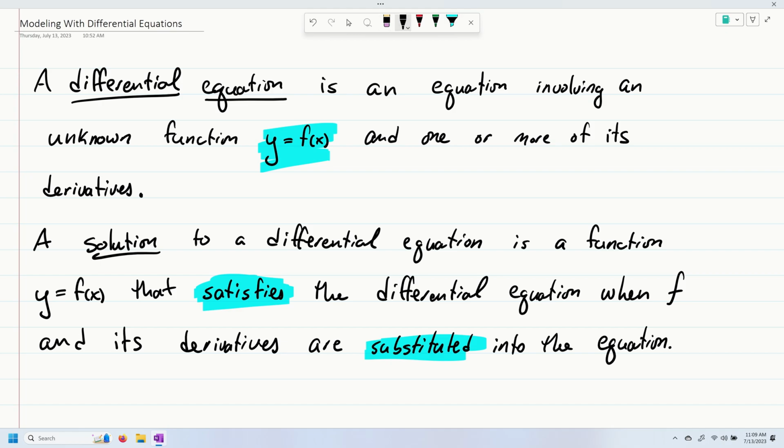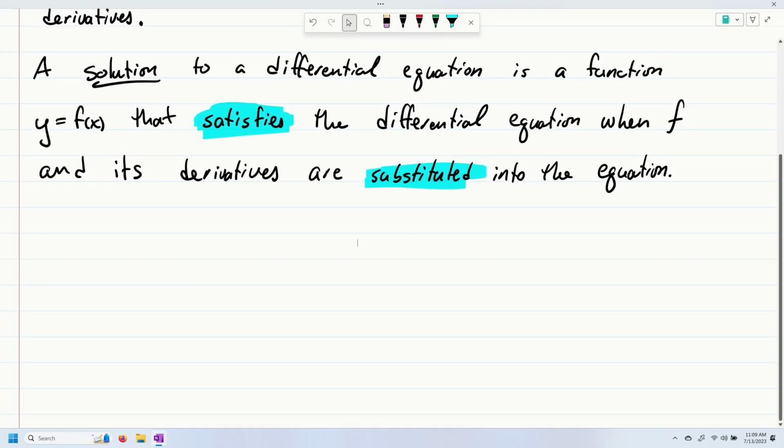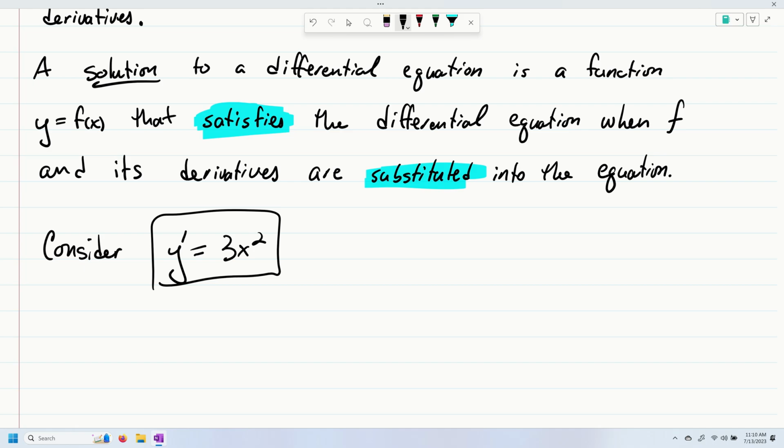All right? So I guess a general idea of what's happening here is, let's consider y prime equals 3x to the second. Now, this right here is a differential equation because it includes a derivative and a function of x. All right. Now, there is a relationship between the variables x and y. So let me write that down.